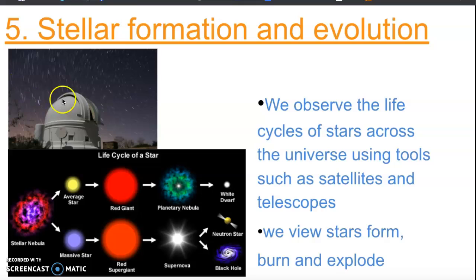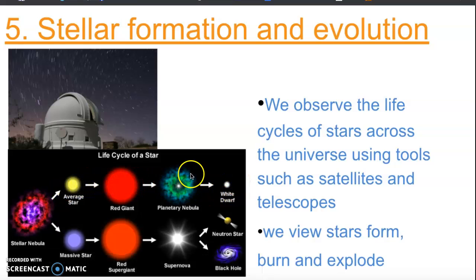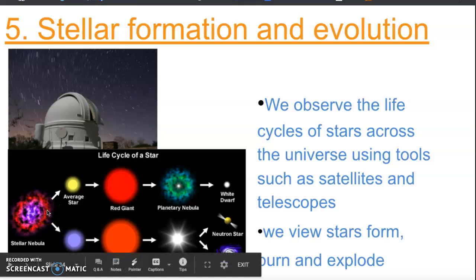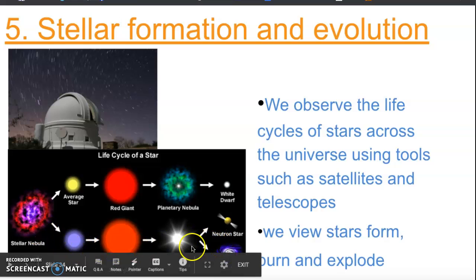In video 1 I talked about stellar formation and stellar evolution, but really what I talked about was telescopes and how we use telescopes to view stars. In video 2 I talked about stellar nebulas and the top side of the life cycle of a star, the average star. What happens to most stars? They start off in the stellar nebula, they turn into an average star, which then will swell into a red giant. Eventually it will collapse into a white dwarf.